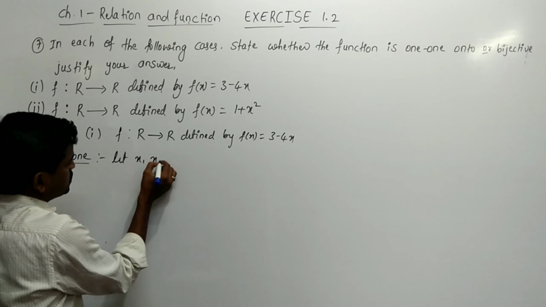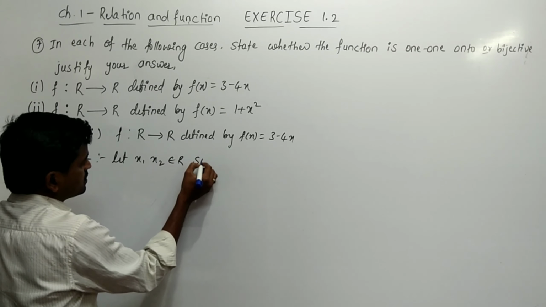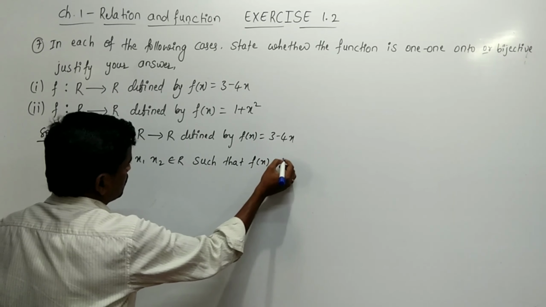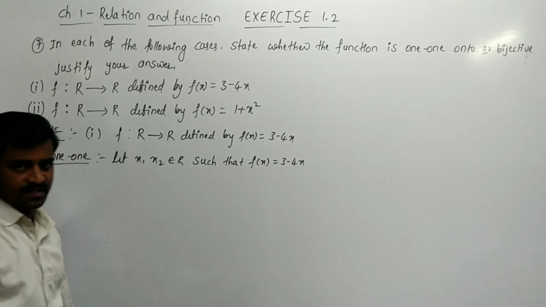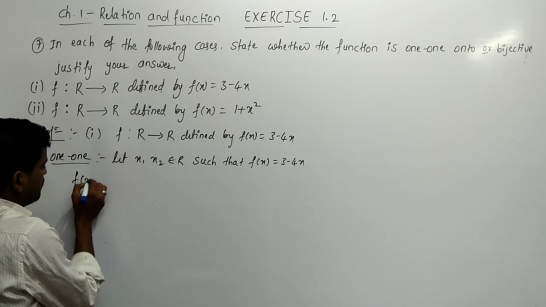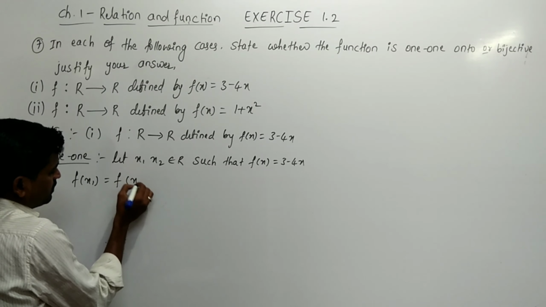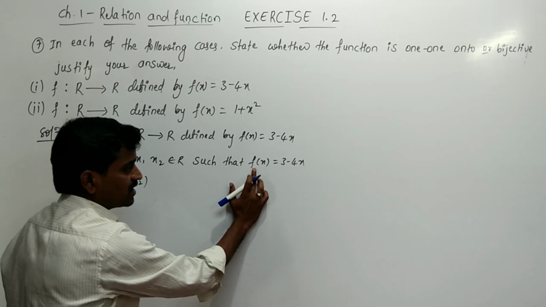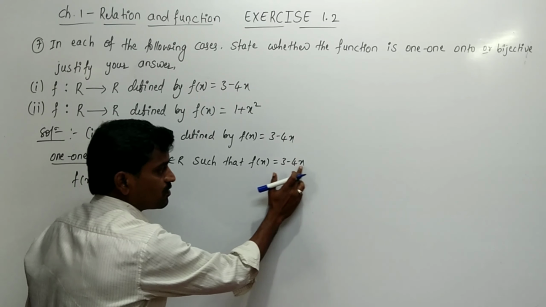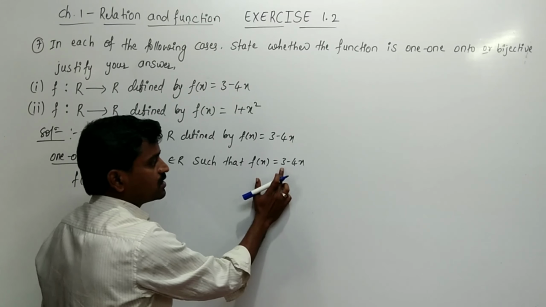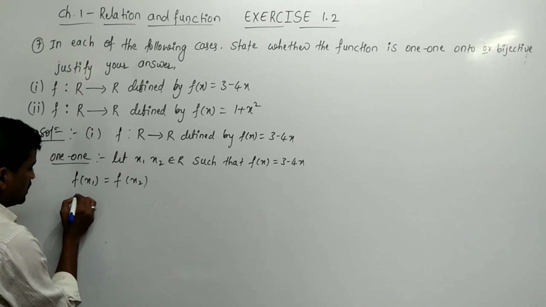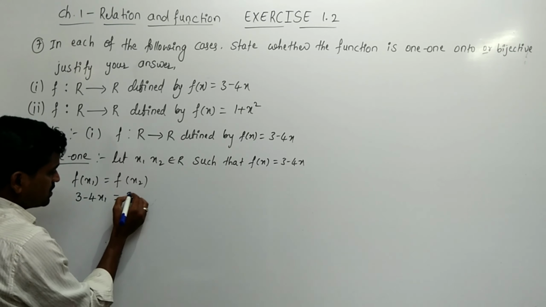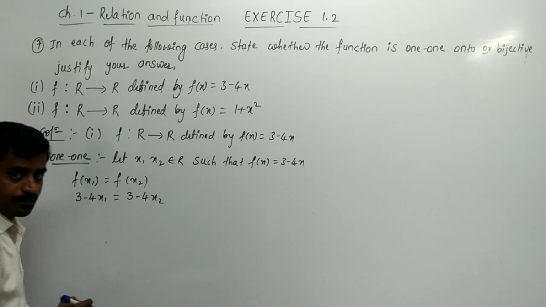Let x1, x2 belong to R such that f of x1 is equal to f of x2. f of x is 3 minus 4x, so f of x1 is 3 minus 4x1 and f of x2 is 3 minus 4x2. Here 3 minus 4x1 is equal to 3 minus 4x2.